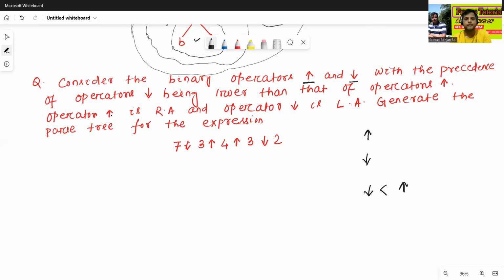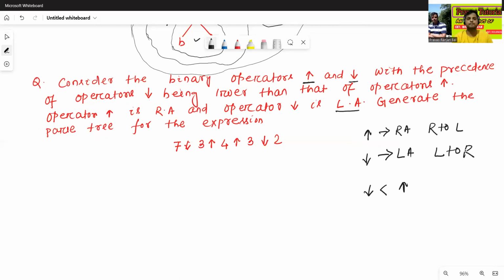The operator upper arrow mark is right associative. Right associative means it moves from right to left. Then the operator lower arrow mark is left associative. Left associative means it moves from left to right.